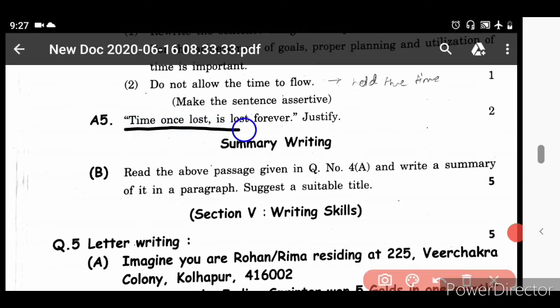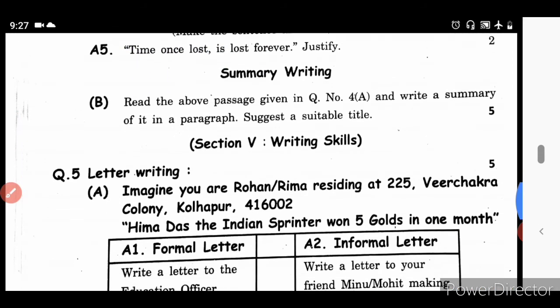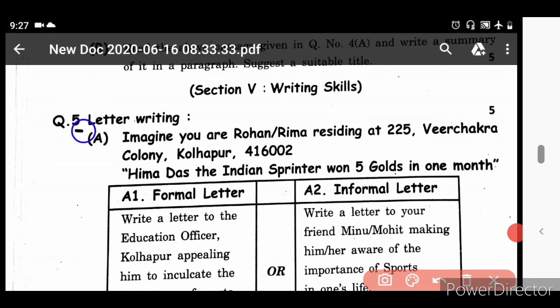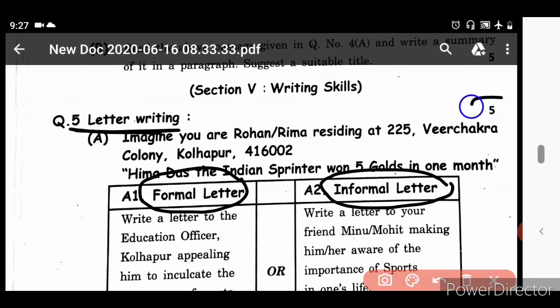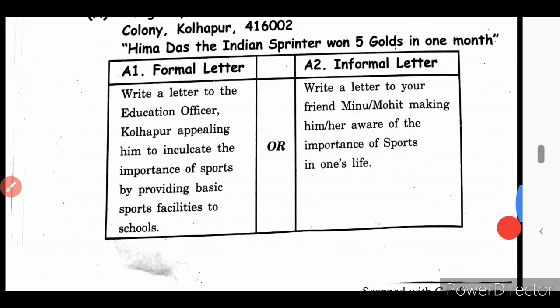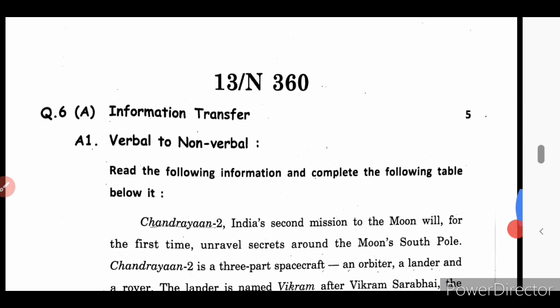Here is the personal response question. You have to justify your answer or justify your opinion. Then section 5, writing skills. They ask us to write any one letter from the given formal and informal letters. We have to practice the letters. It will give you 5 marks. So don't forget to learn how to write a letter.